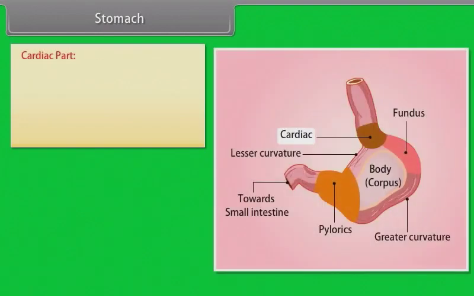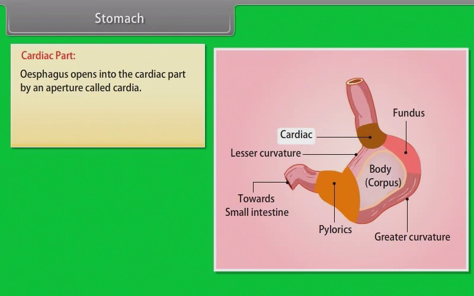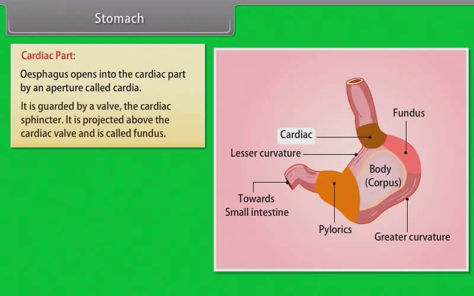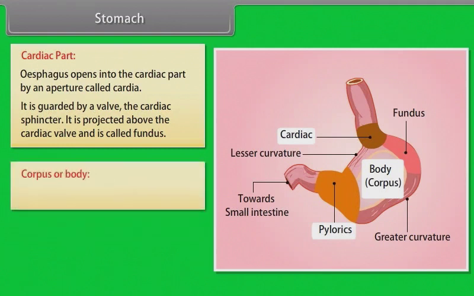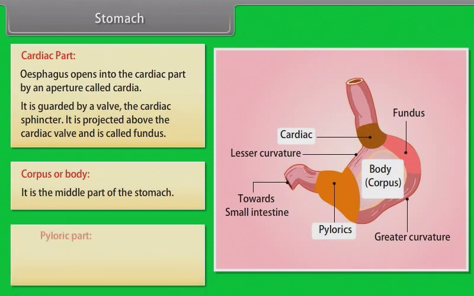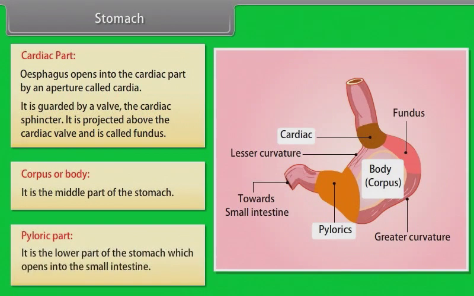Cardiac part. Esophagus opens into the cardiac part by an aperture called the cardia. It is guarded by a valve, the cardiac sphincter. The part projected above the cardiac valve is called the fundus. Corpus or body. It is the middle part of the stomach. Pyloric part. It is the lower part of the stomach which opens into the small intestine.